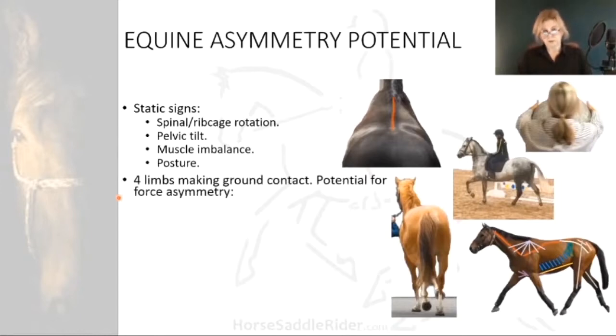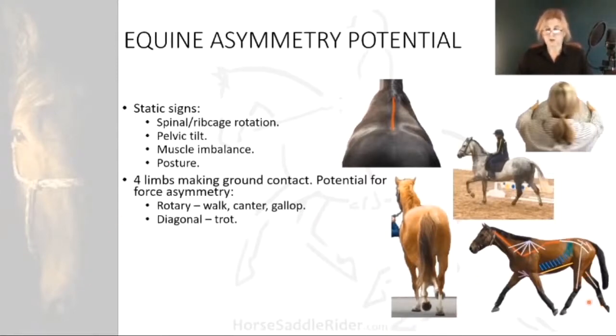And with four limbs making ground contact, the potential there is for force asymmetry. So you can see perhaps how the horse may lean and how there may be a difference in the force that the horse exerts as it makes ground contact. So these forces can differ in a rotary action. In walk, with the four-time beat of the limbs, one or two or other may be pushing off with a different force in relation to the other limbs. Same for canter, which is an asymmetrical gait anyway. And in gallop, they may even change the pattern of the hooves making contact with the ground.